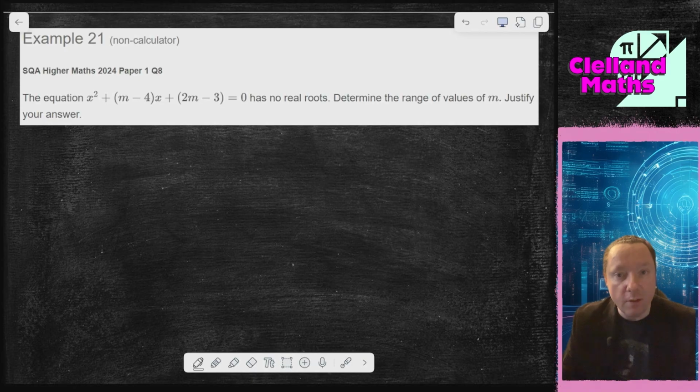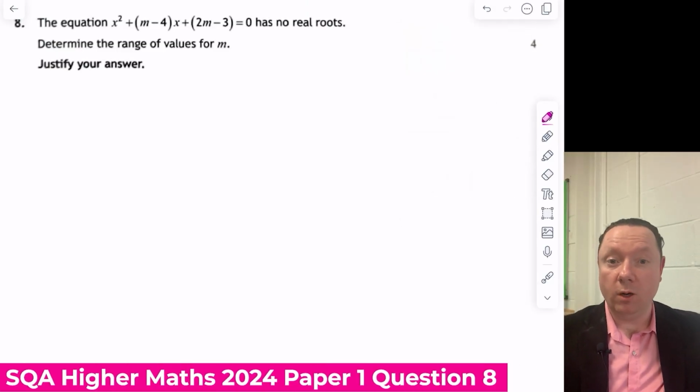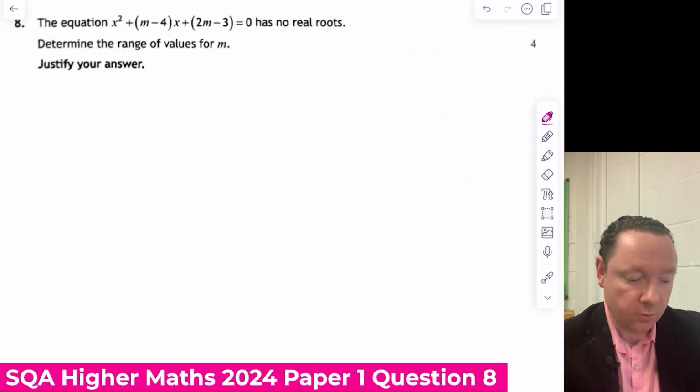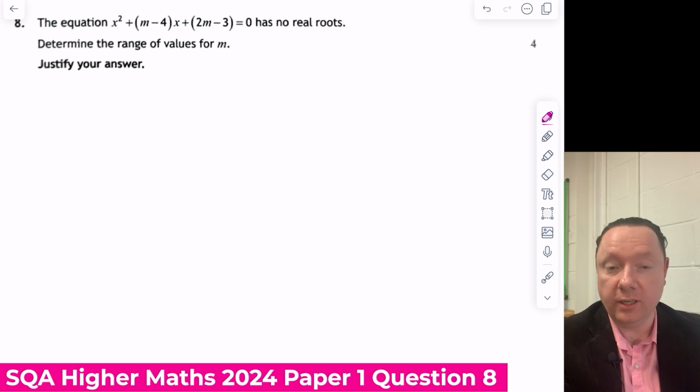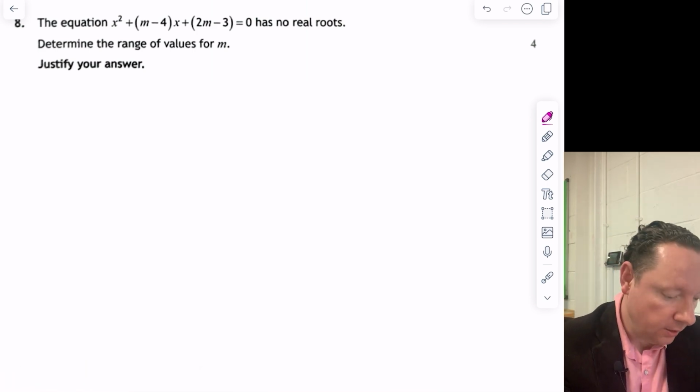Example 21, SQA Higher Maths 2024, Paper 1, Question 8. Let's have a look at the solution to that one. The equation x squared plus (m minus 4)x plus 2m minus 3 has no real roots. Determine the range of values for m.